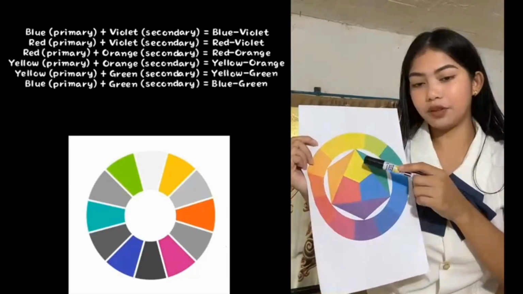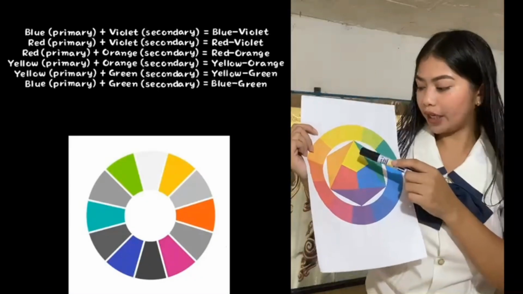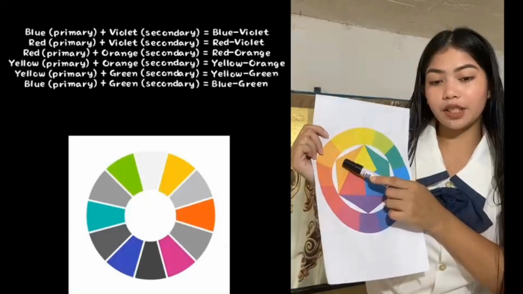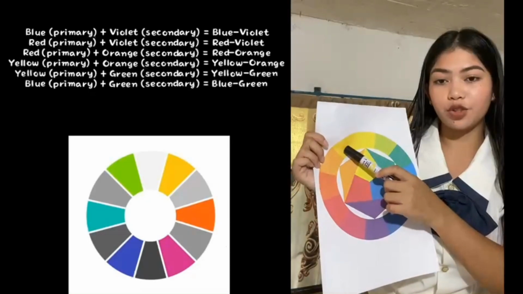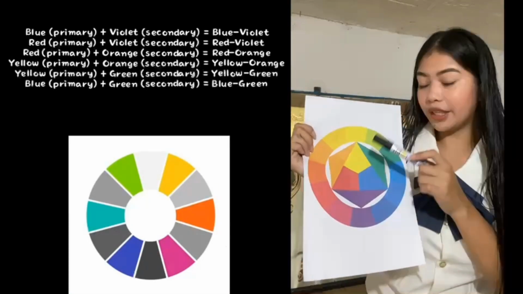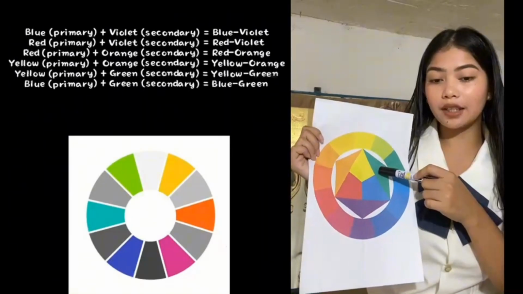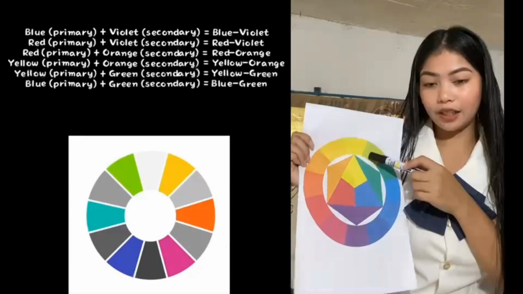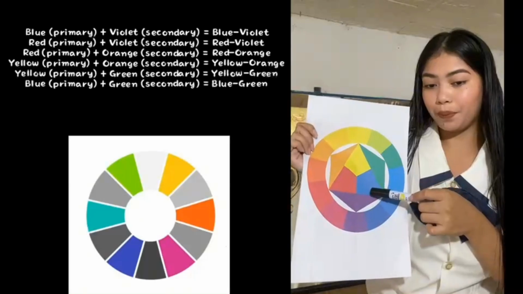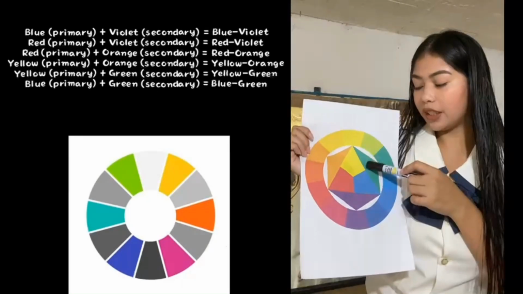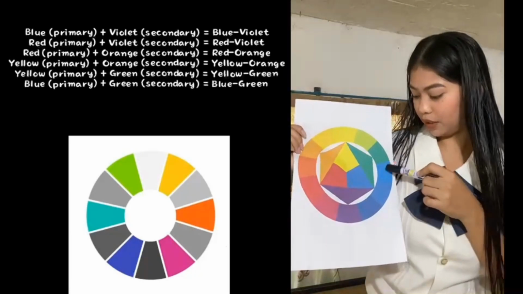Then next, we have the yellow, which is the primary, plus orange, which is the secondary. It equals yellow-orange. Next, yellow, the primary, plus green, the secondary, equals yellow-green. And the last one, blue, the primary, plus green, the secondary, equals blue-green.